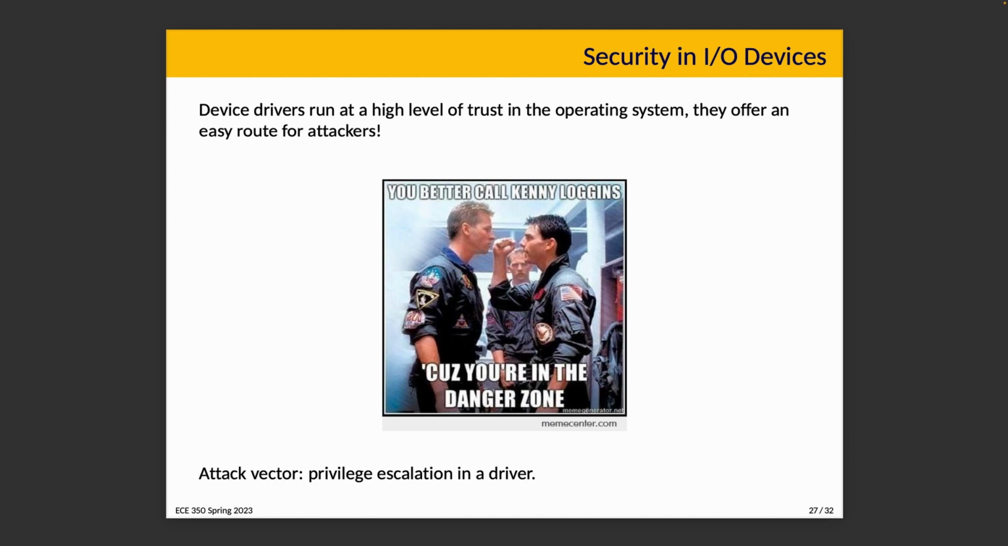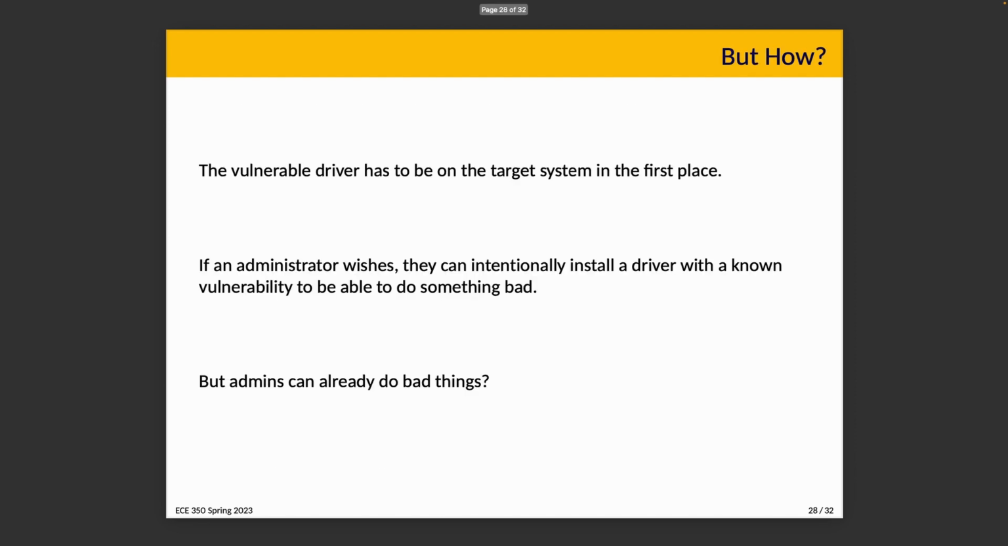And it's much easier to use a vulnerable device driver that exists in the system than it is to try to compromise the system in the first place. Right? Because how do you get the malicious code into the system? Well, what if the malicious code is coming from inside the house? What then? Right? So this does presuppose that the vulnerable driver is in fact on the target system to begin with. So how does that happen?